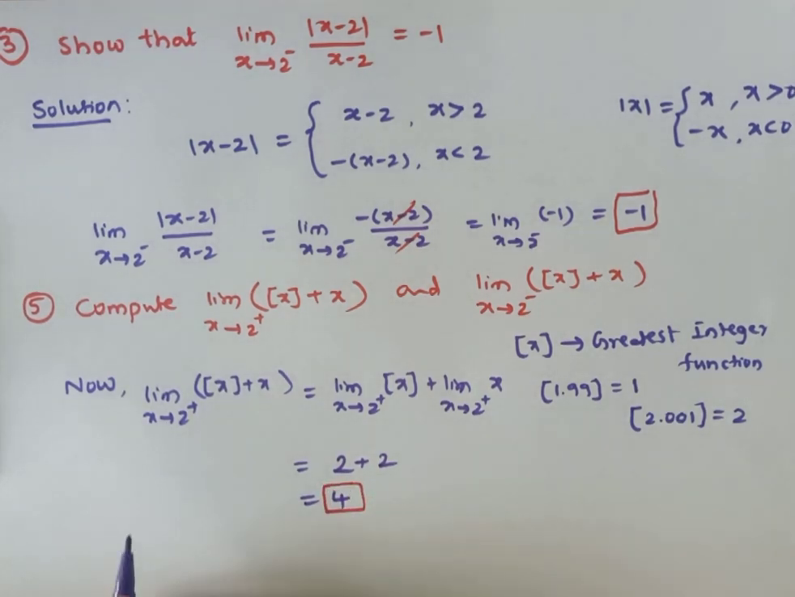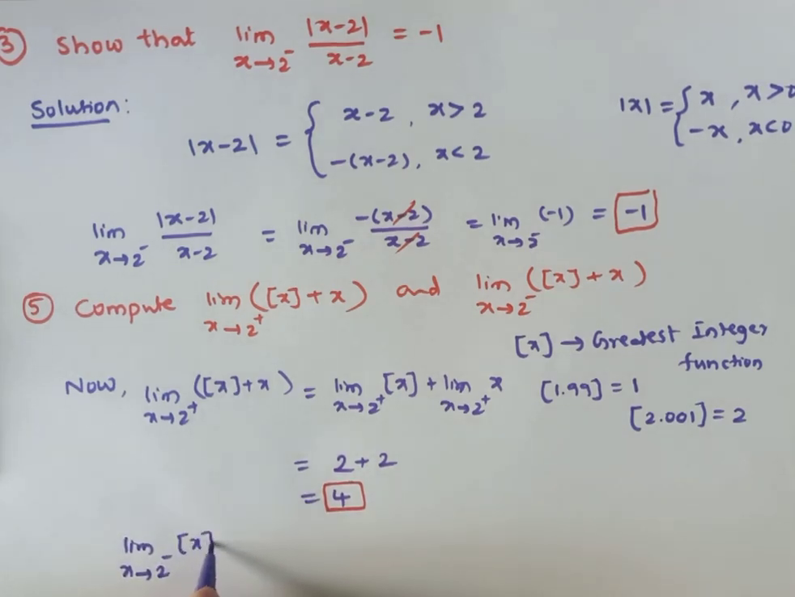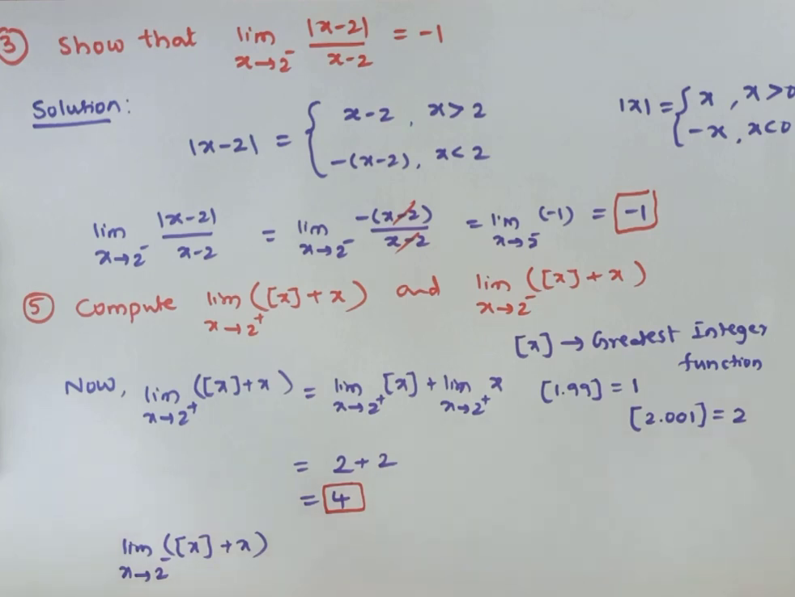Now, we need to find the limit as x tends to 2 minus. 2 minus means a little bit less than 2, that is, 1.999. The step function (greatest integer) of 1.999 is always 1 only.